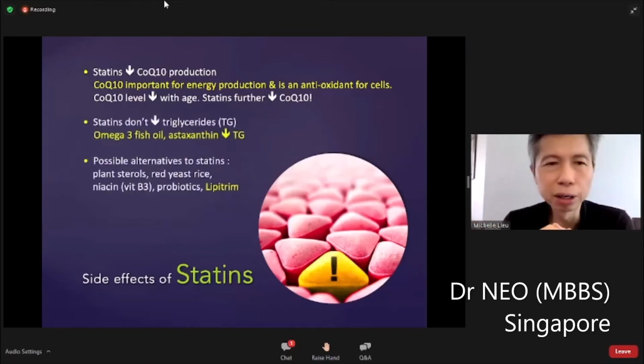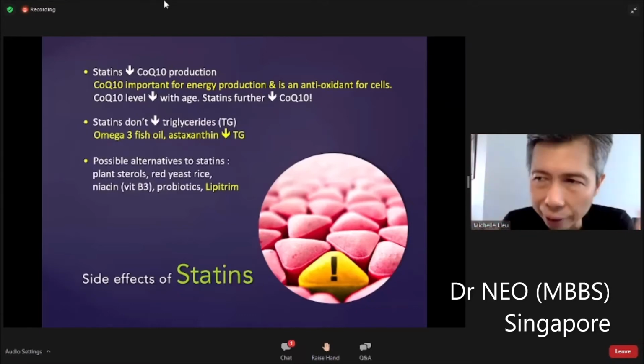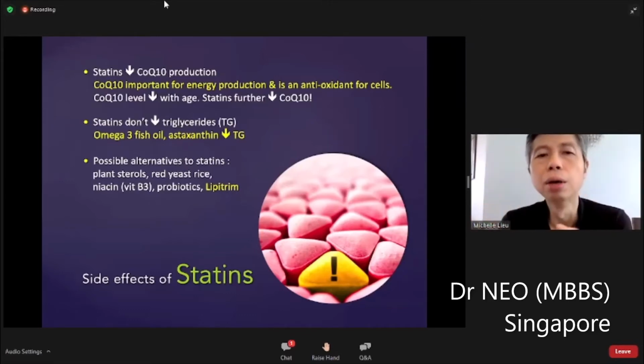And further news is this: statins don't reduce triglycerides at all. All of you know that triglyceride is the bad fat. The higher it is, the worse it is for our body. Well, statins don't reduce triglycerides. So if you have a high triglyceride level, you might want to consider other alternatives like omega-3 fish oil and astaxanthin, because these can help to reduce triglycerides.